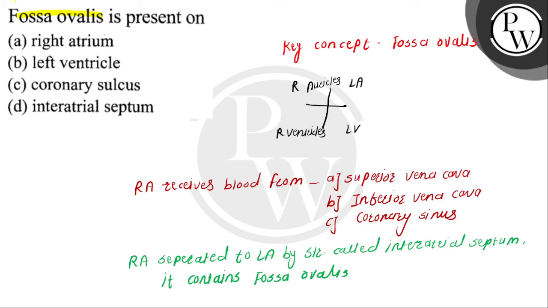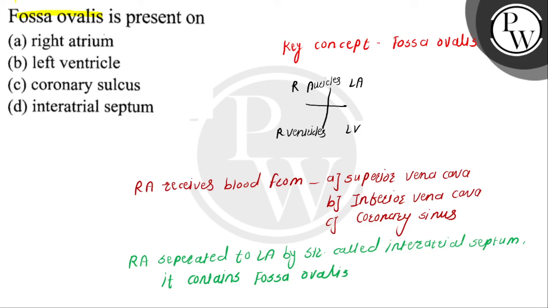Now again, blood exits the right atrium, that is, it flows from the right auricle through the tricuspid valve. There is a tricuspid valve between this right auricle and the right ventricle. So these are the brief structures of the heart.